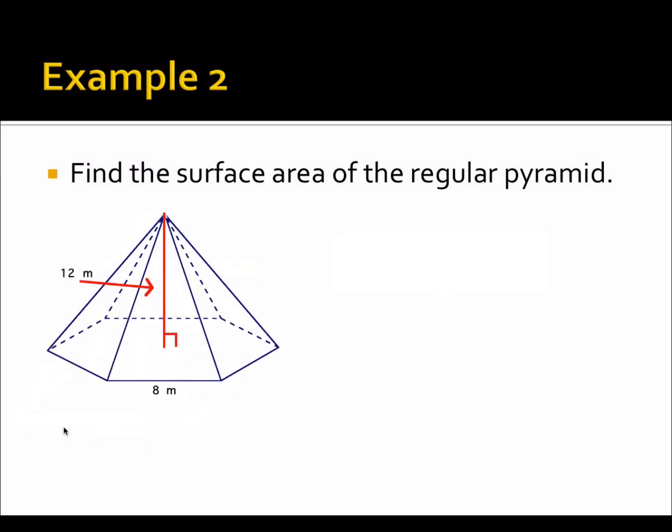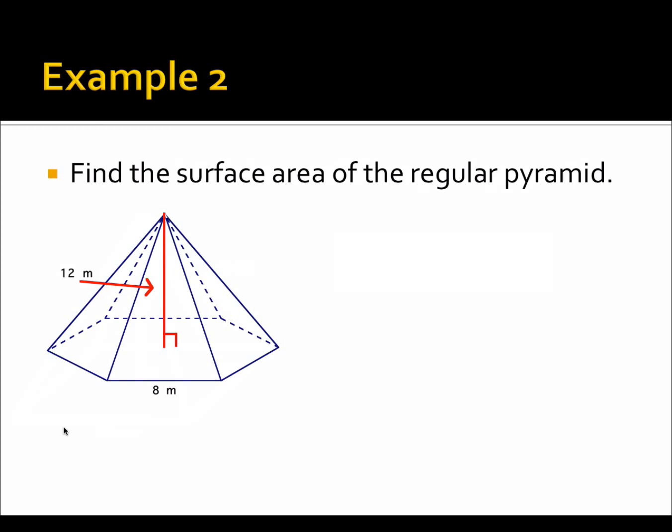Find the surface area of that one. This will be fun. It's a regular pyramid, so that base is a regular polygon. What kind of polygon is that? It's a hexagon. We are, however, missing a crucial piece of information. What are we missing?